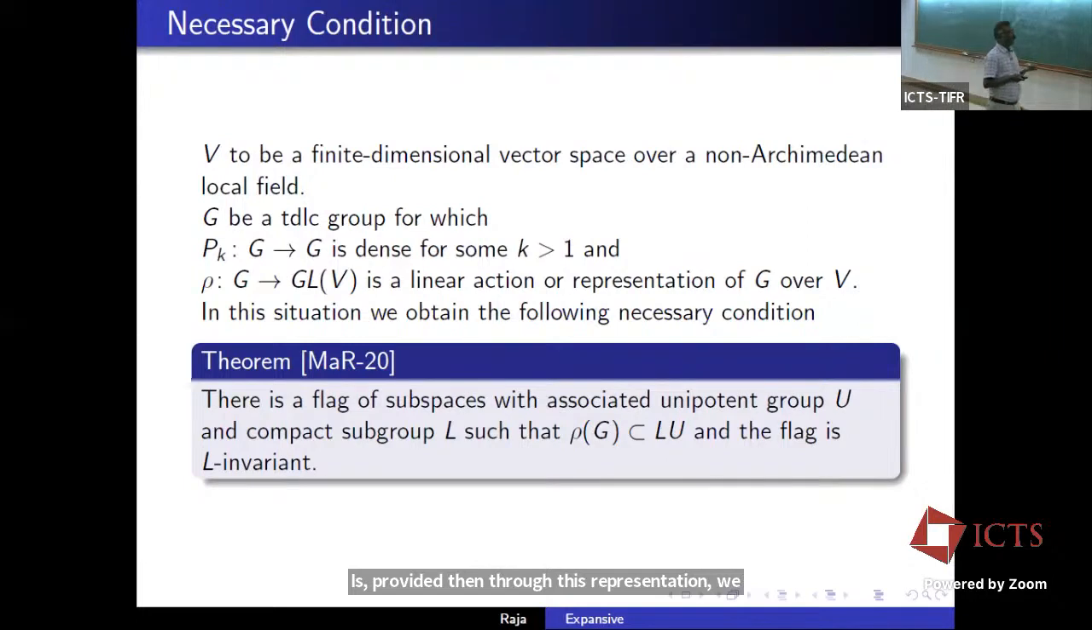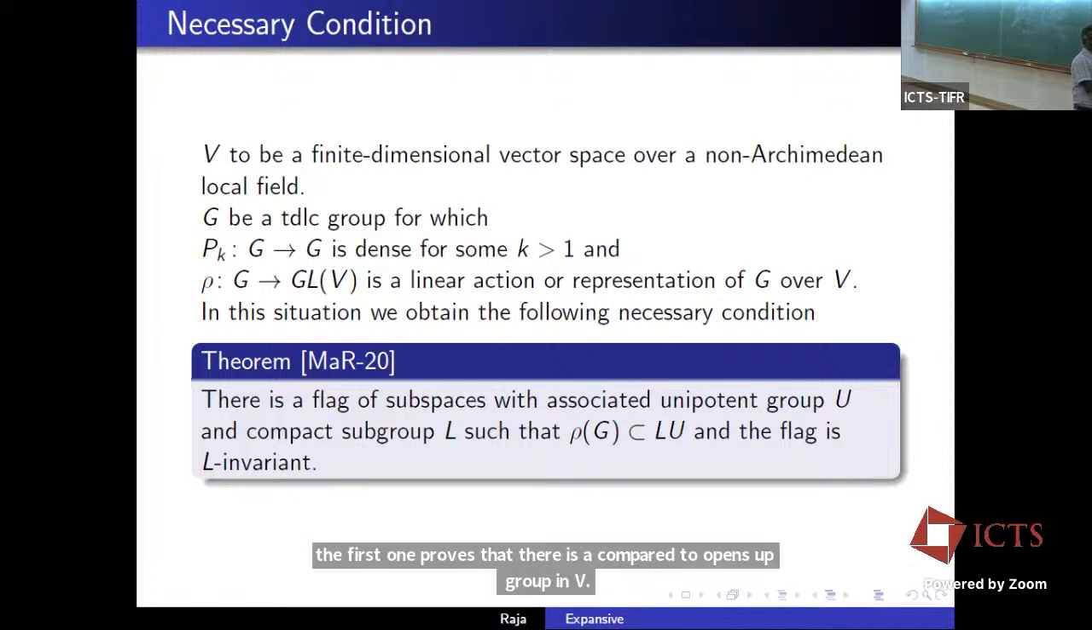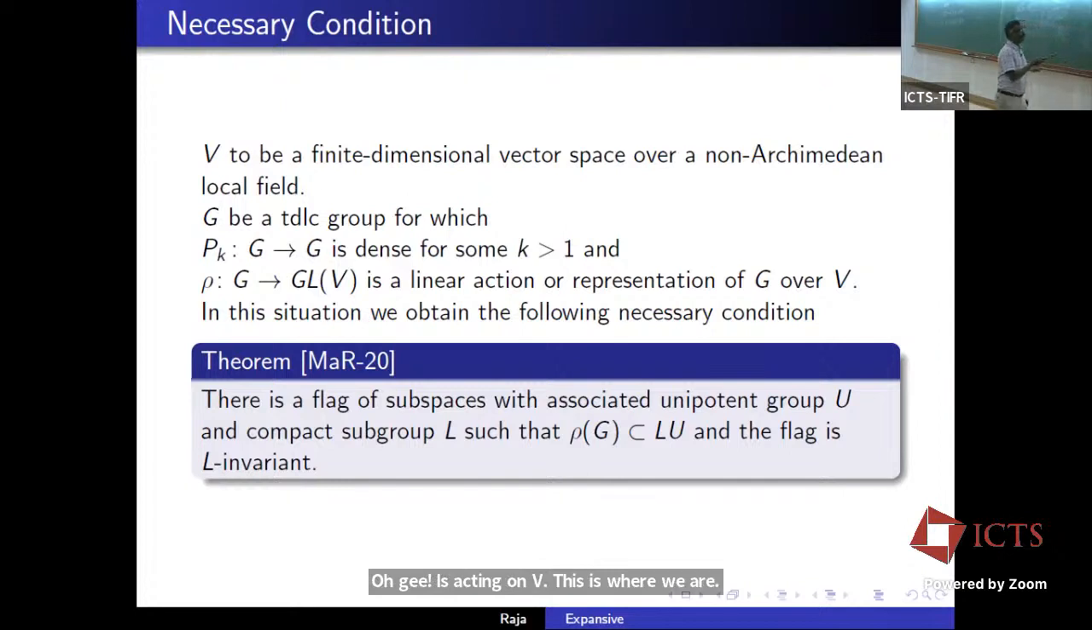So the first one proves that there is a compact open subgroup in V. Now G is acting on V. This is where we are using that fact. We are not considering G to act on GLV. That is also true. But more than that, we consider this representation to G act on V. So V has a compact open subgroup that is fixed by each element of G. So that is enough to conclude that the transformations are distal. Many ways you can conclude that, some other result of mine. That way we can conclude that it is distal.